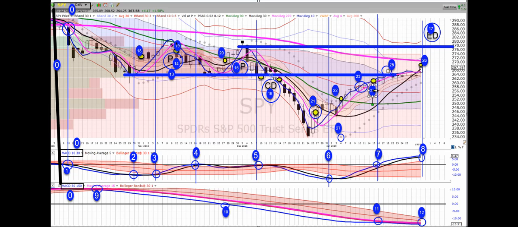25 is a breakthrough of this double bottom of resistance, and I take that as a very strong signal. We're strongly into the summer. That's 25. 26 was today's vote of confidence up. Oh, there's 17. That was the emerging dragon.